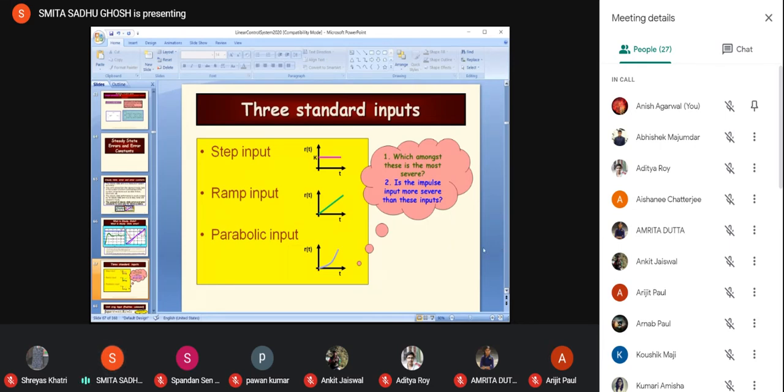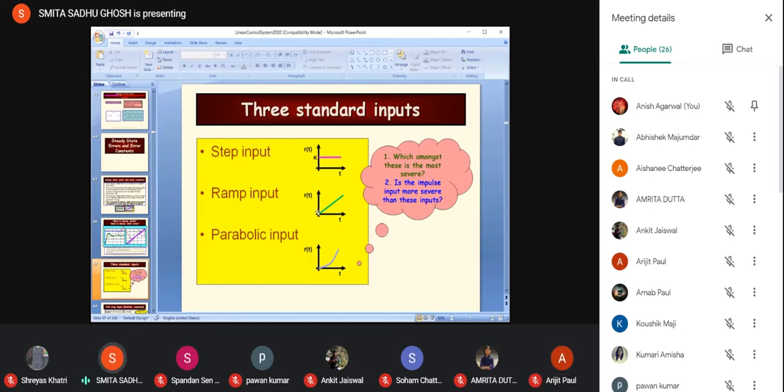So there are three standard inputs which are used for error analysis, that is, study of steady state errors and error constants, which are the step input, the ramp input, and the parabolic input. So the inputs are shown over here. I hope you can see the slide number, what is it, 67, right?